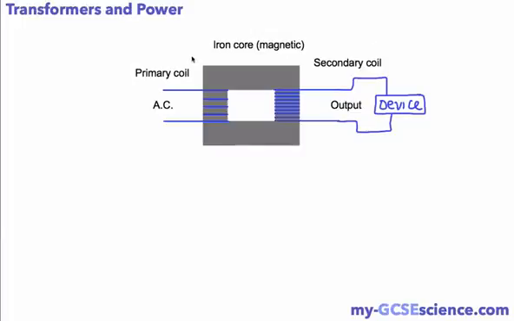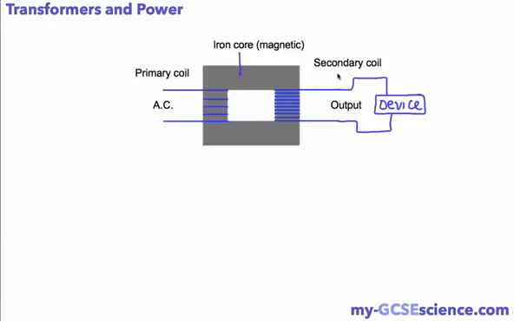We've done a video on this already, so you've got more details in a previous video, but just as a quick recap, here's our transformer. We've got an iron core, and the reason why we have an iron core is because it's magnetic material, and that helps the transformer to work better. We have a primary coil on this side, and the primary coil is connected to our alternating current.